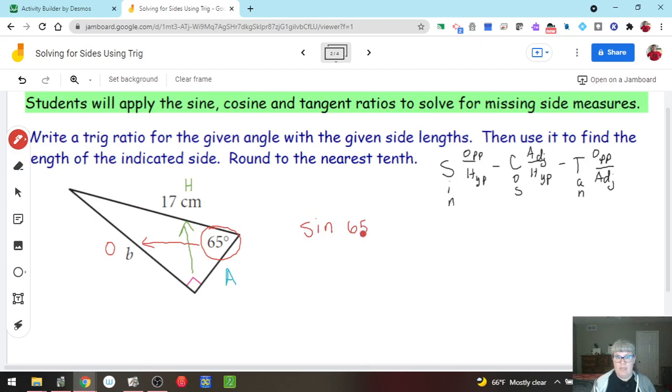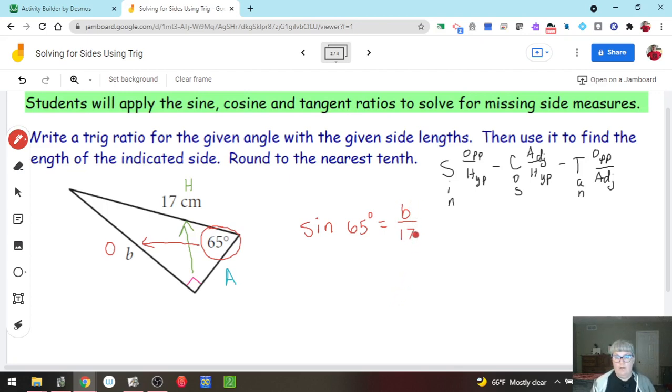So I'm going to write this relationship, that sine of 65 degrees. Before you would say sine of A or sine of B or sine of C or something like that. But in this case it's going to be sine of 65 degrees and we're going to write a ratio. Sine of 65 equals the opposite, which is the B, over the hypotenuse, which is 17. So now I need to solve for B.